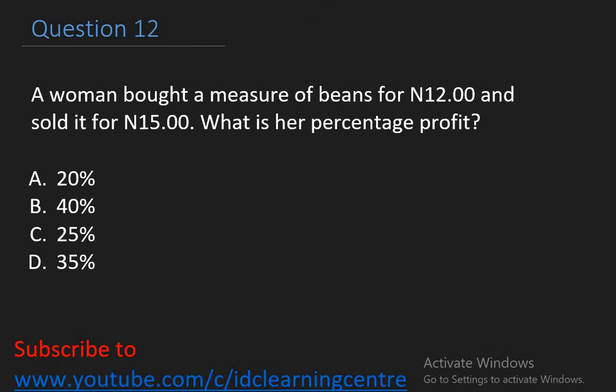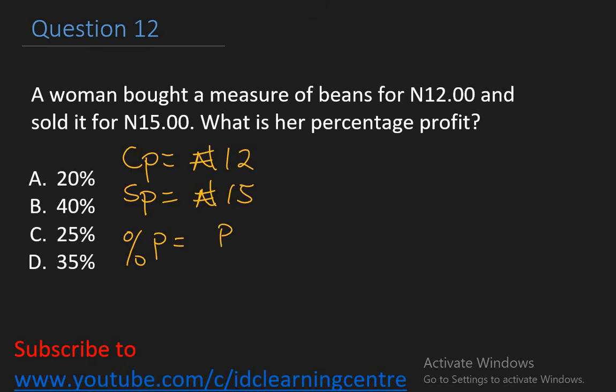Question 12. A woman bought a measure of beans for 12 naira. Don't forget, bought means cost price. The cost price is 12 naira, okay? You are going to answer this for me. And sold it. The selling price, SP, is 15 naira. What is our percentage profit? Now, percentage profit is profit over cost price times 100%.